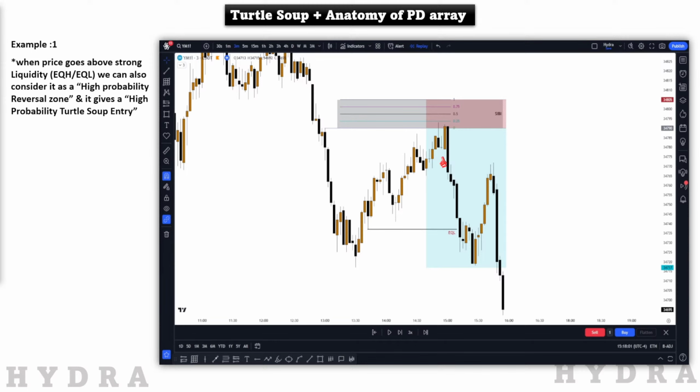So suppose you didn't get a chance to enter here, at the next candle you guys saw the price came back up, retested the low of this fair value gap, right? And exactly this is where price stopped.